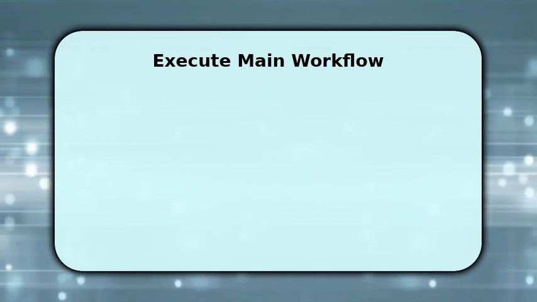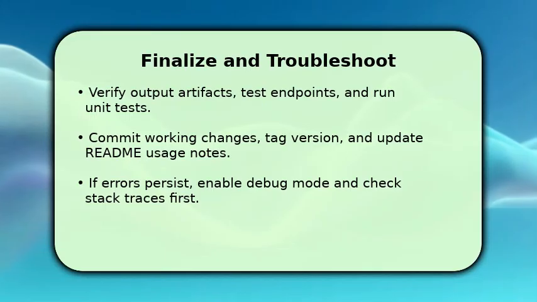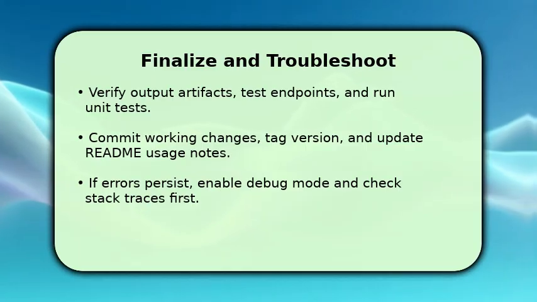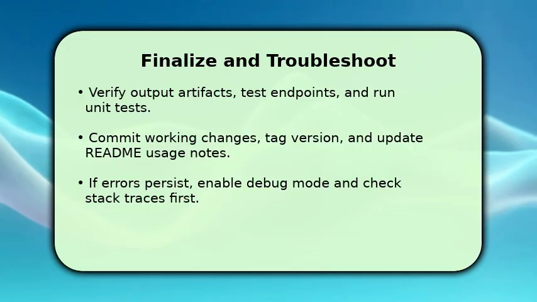You finish by validating outputs and solidifying the run. Test endpoints, inspect generated artifacts, and run unit tests to confirm behavior. Once satisfied, commit changes, tag a release, and update the README so others reproduce your steps.